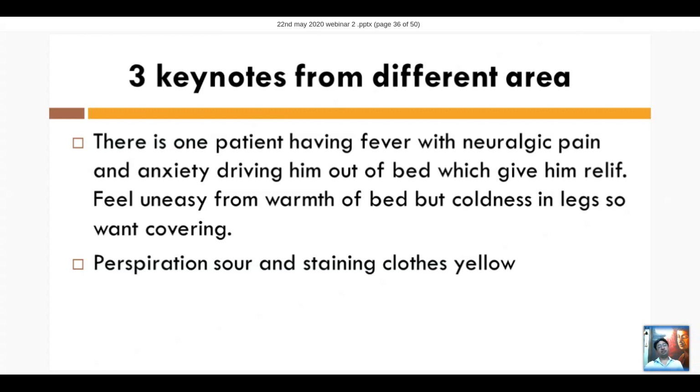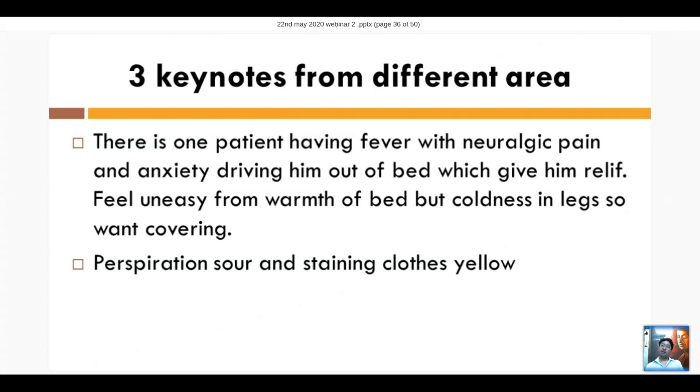Along with that, the patient is having neuralgia, which compels the patient to walk about, and there is coldness of the leg which needs to be covered. At the same time, warmth of bed aggravates. Now these are the keynotes of the remedy.